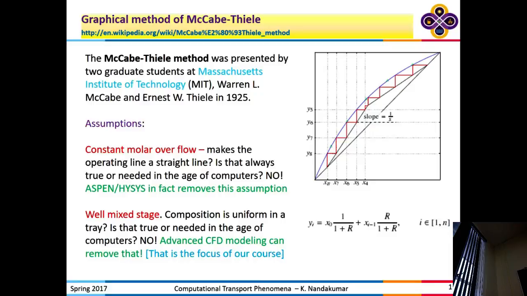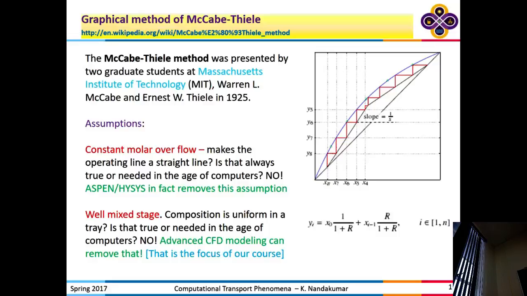And because you're making these assumptions, so-called constant molar overflow and well-mixed stage, you don't trust the result that comes out of it. So if it says that I need 25 stages, you'll probably put 35 stages just to make sure that you're going to achieve the separation because of the uncertainties in the model coming from these two assumptions.